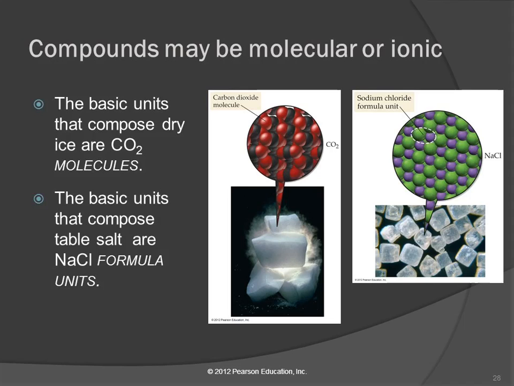The basic unit of a molecular compound is a molecule. It's a little hard to see in that picture, but it's one black ball and two red balls. But those are molecules. And for an ionic compound, the basic unit is called a formula unit.